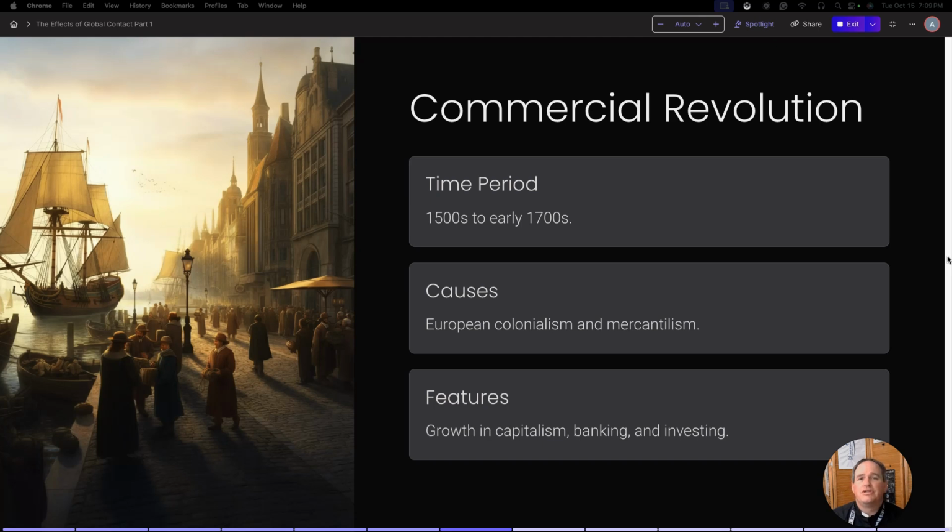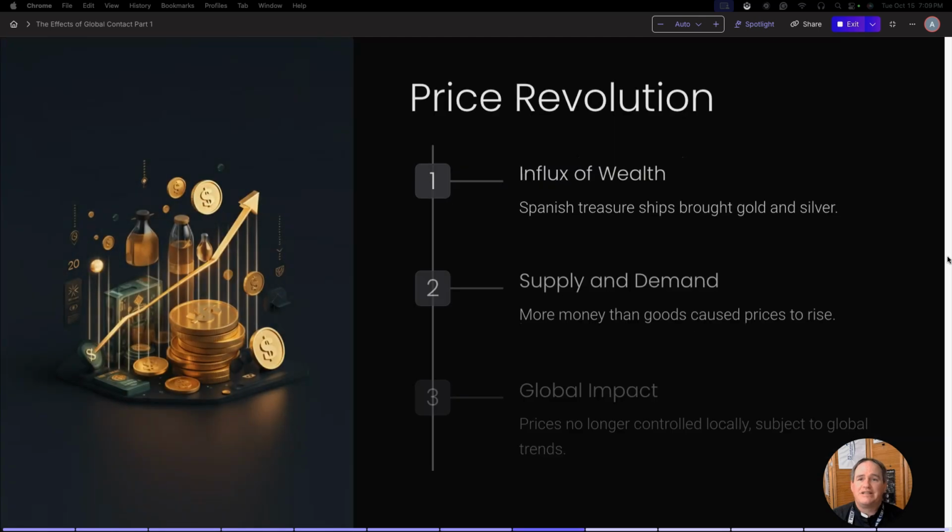The Commercial Revolution, spanning from the 1500s to the early 1700s, was a period of rapid economic expansion driven by European colonialism and mercantilism. It saw the rise of capitalism, banking, and investing, all of which reshaped Europe's economy. However, this expansion came with some challenges, including rising prices.